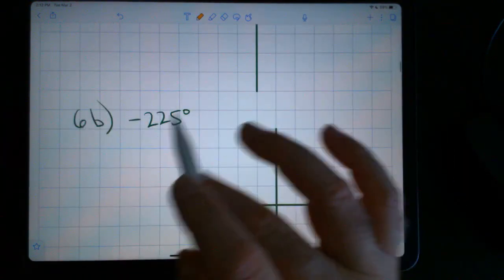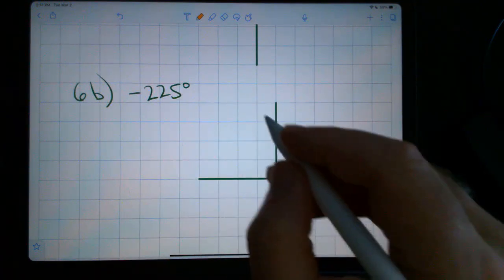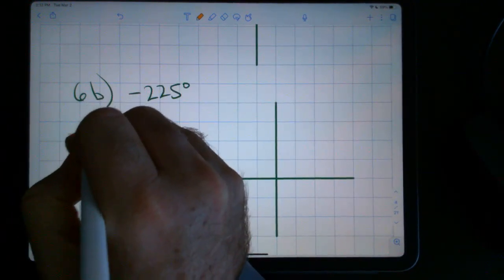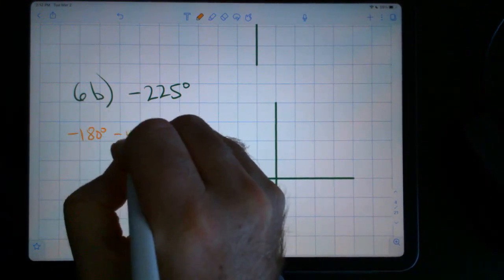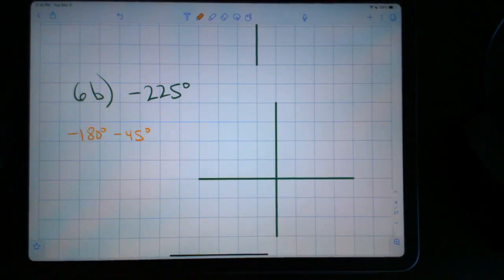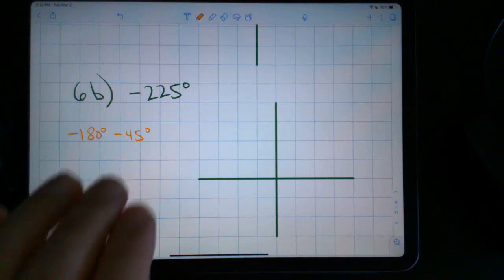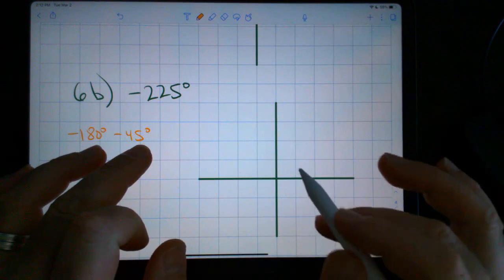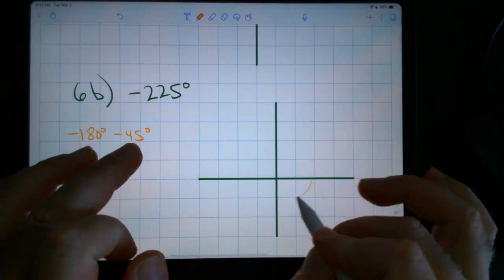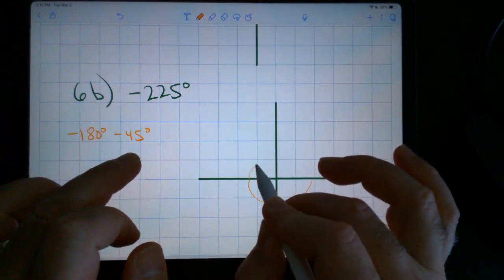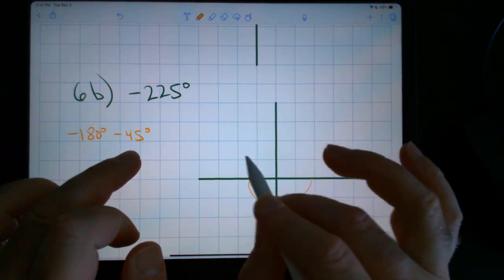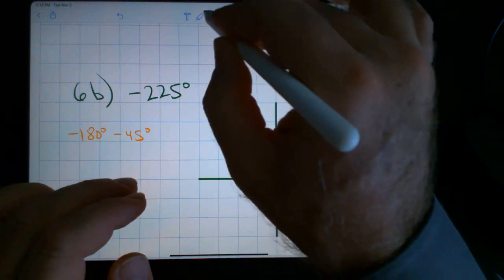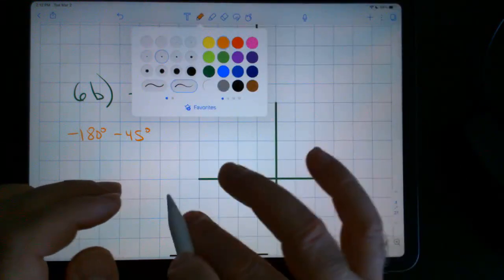Okay, negative 225. Negative 225, this is negative 180 minus 45 because 180 plus 45 is 225. So we're going to go negatively 180 and then minus another 45 degrees. So we're going to end up in this quadrant over here. So let's do another 45, 45, 90 triangle.